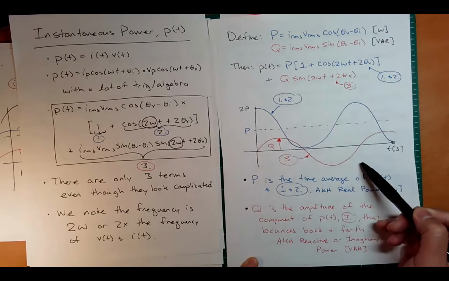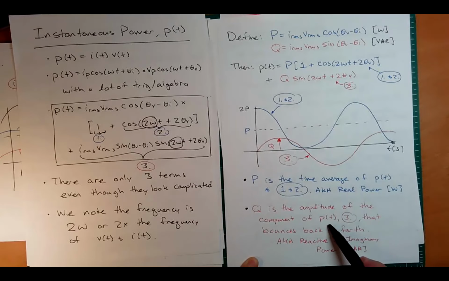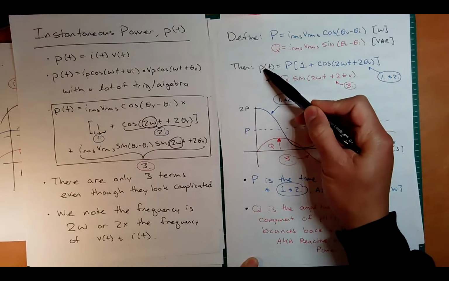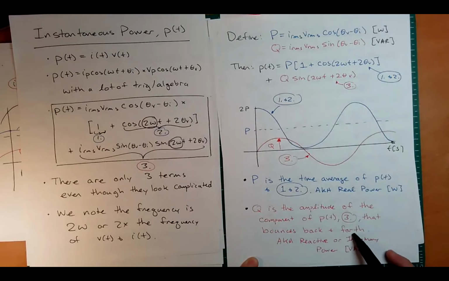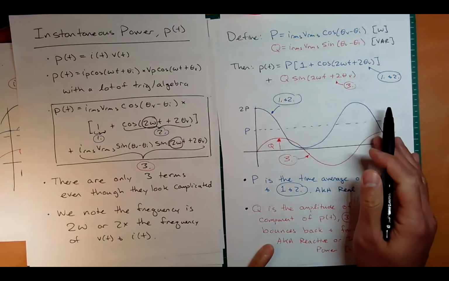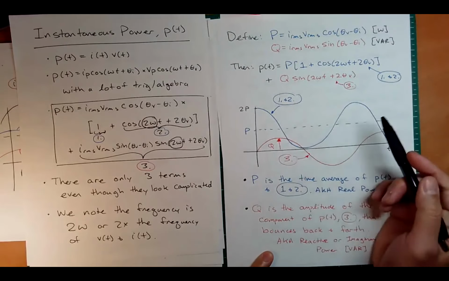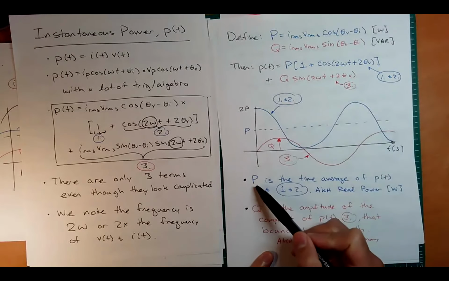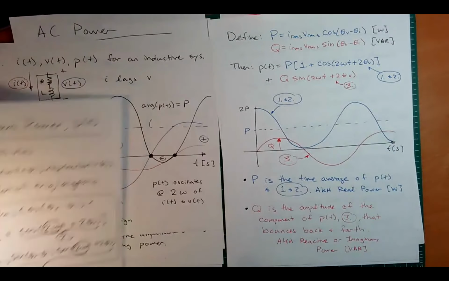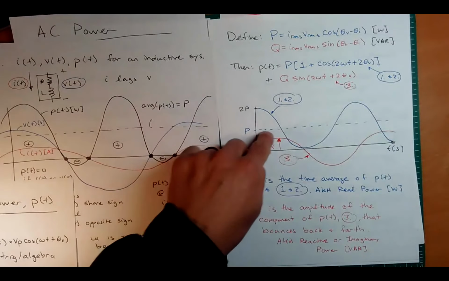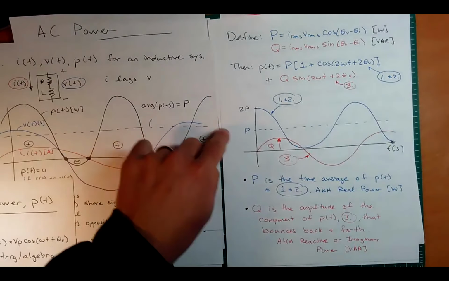Q is the amplitude of the component of the instantaneous power that bounces back and forth. And we call it the reactive or imaginary power, in volt-amps reactive. Okay, let me say this one more time, just so that you really got this. P is the time average of the instantaneous power.